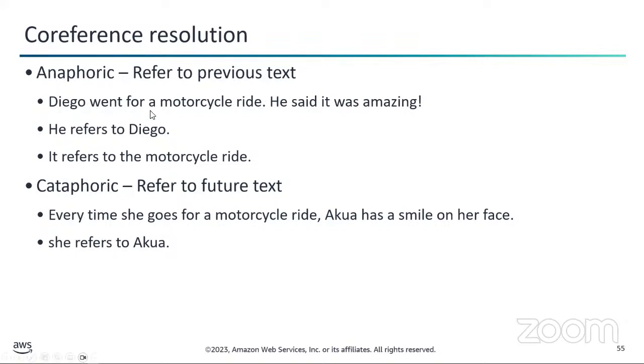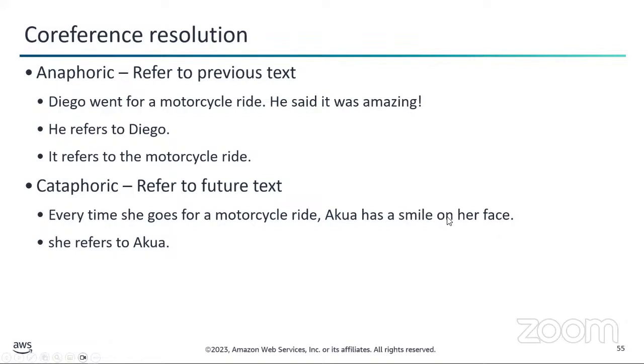Okay, for example, Diego went for a motorcycle ride. So he refers to Diego. Said it refers to motorcycle, or his whole ride, actually, motorcycle ride. So our language processor also needs to understand that. Okay, cataphoric refers to the future text. Every time she goes for a motorcycle ride, Akua has a smile on her face.